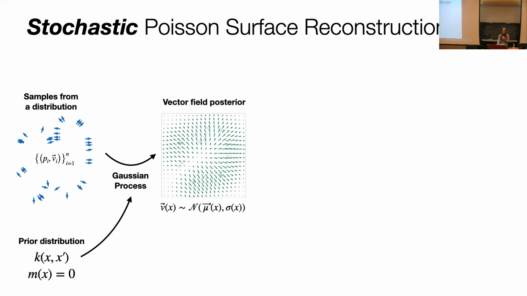What does this mean? It means that for every point in space, I no longer just have one vector, which is a vector field. Vector field means for every point in space, I have a vector. Now I have a vector field distribution. So I have a bunch of vectors, and each of them have different probabilities. So that's what I have for every point.